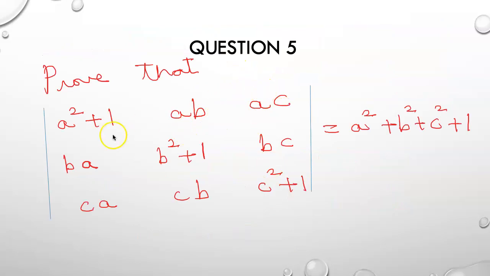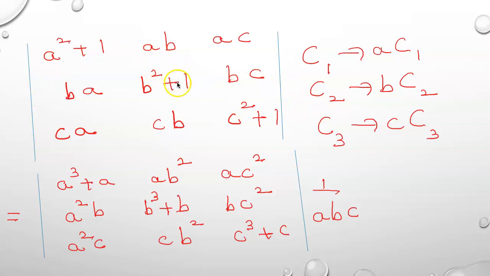Coming to question 5, prove that the determinant a squared plus 1, ab, ac; ba, b squared plus 1, bc; ca, cb, c squared plus 1 is a squared plus b squared plus c squared plus 1. So this is your original determinant. I'm going to multiply the first column by a, second column by b, third column by c. So you can take out 1 by abc to balance this. So this becomes a cubed plus a, a squared b, a squared c; ab squared, b cubed plus b, cb squared; ac squared, bc squared, c cubed plus c.